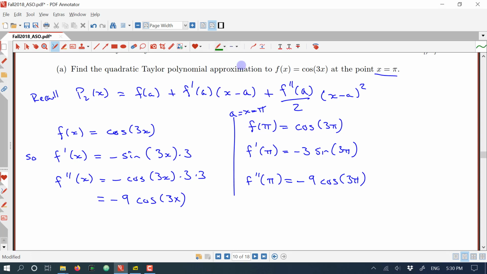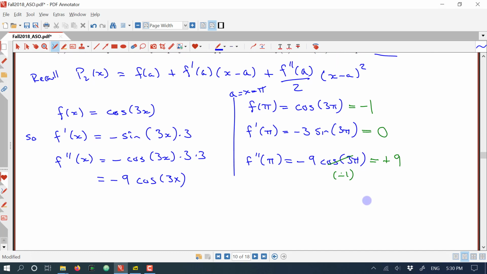Perfect. Now, no one wants to deal with these particular numbers. If we look in our calculator or look at a graph of cosine and sine, this is equal to negative 1. This is equal to 0, and this, well, cos of 3 pi is negative 1, so I'll have negative 9 times negative 1, which is positive 9.